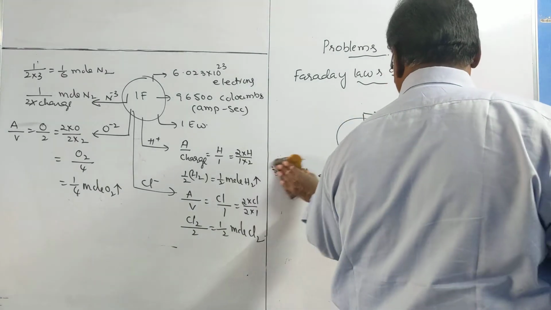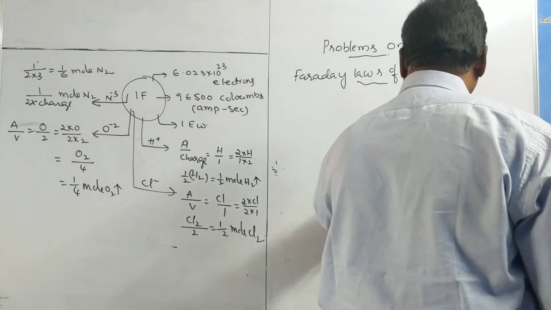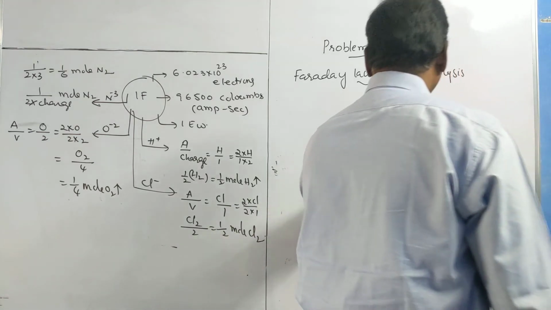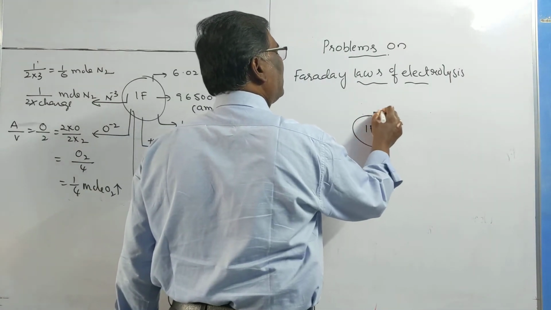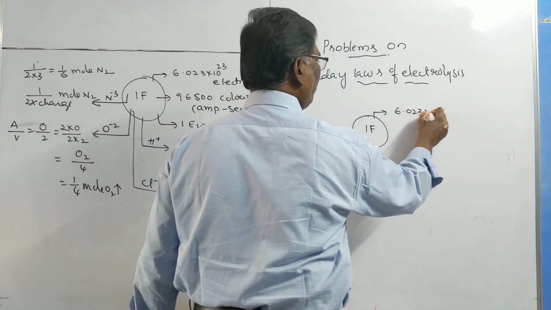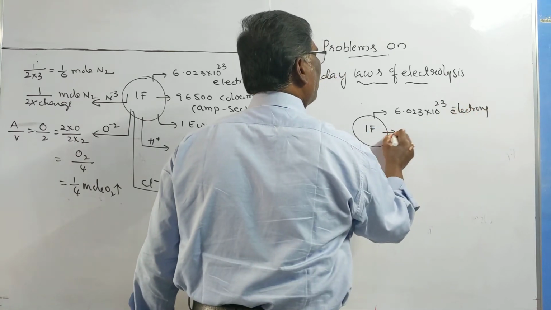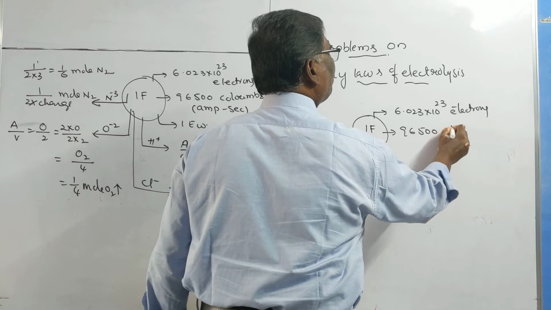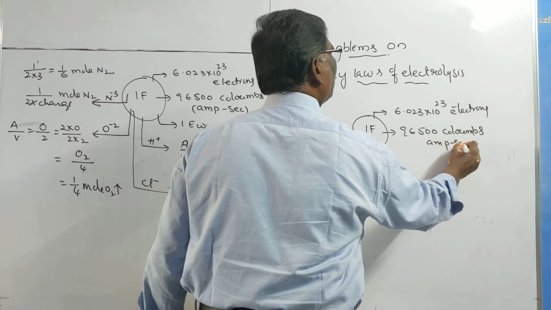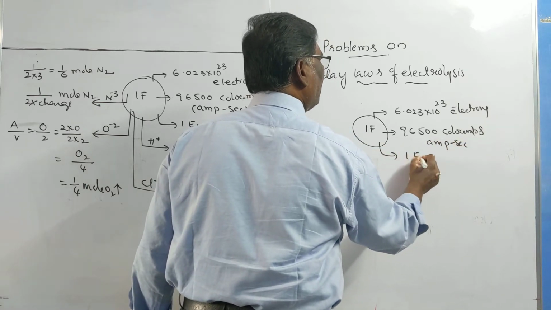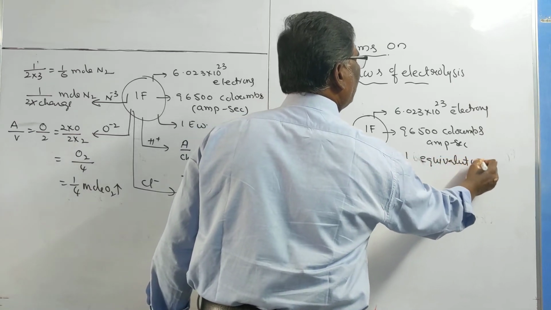So Faraday is taken as the charge of 1 mole electrons, or it is equal to 96500 coulombs. 1 Faraday is the charge of 6.023 into 10 power 23 electrons, or 96500 coulombs or ampere second. It deposits 1 equivalent weight.